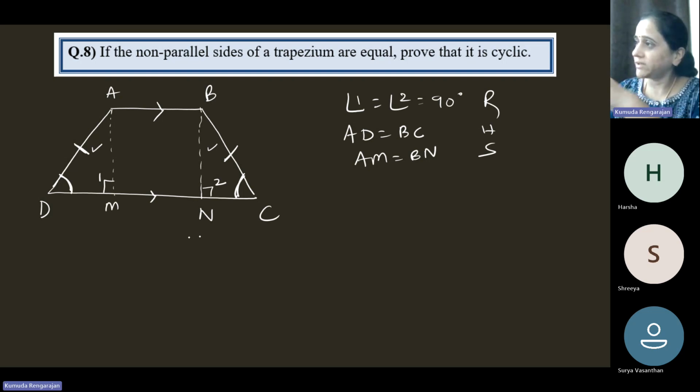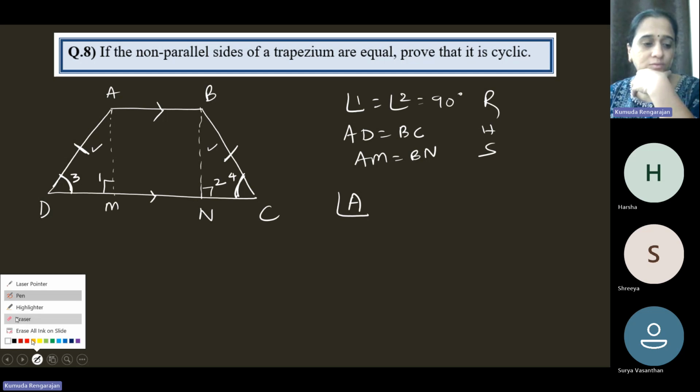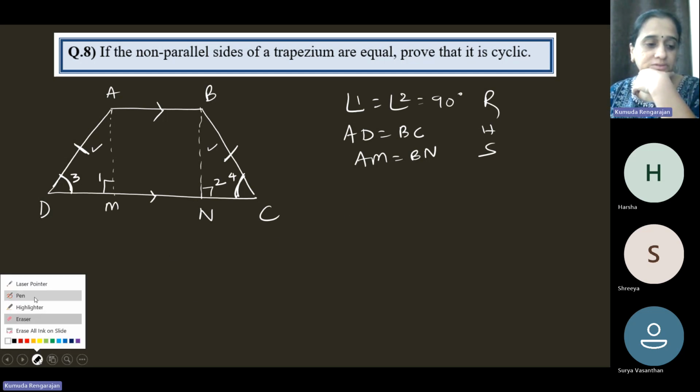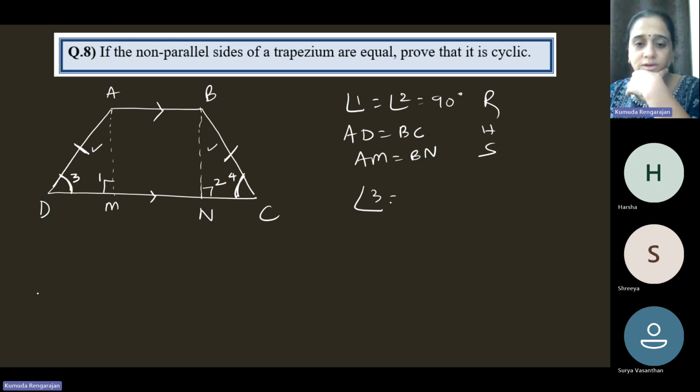Now just two more lines and you'll understand this proof. Okay, we proved that angle 3 is equal to angle 4, CPCT. Okay, let me call this 1. You can use angle 1 or you can use angle 2, any one you can use. Now 3 is equal to 4 CPCT. We are there now.